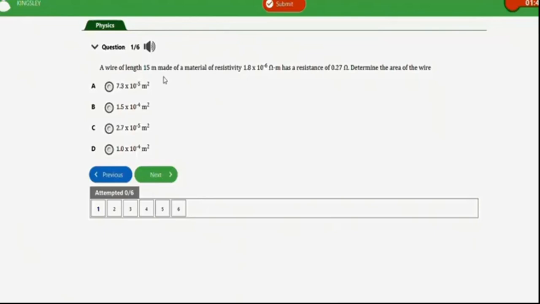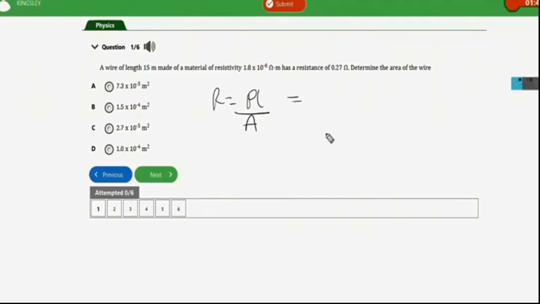The first question I have here says, a wire of length 15 meters made of a material of resistivity to be this value has a resistance of this. Determine the area of the wire. So basically, to solve this question, you need to apply this formula for resistance when resistivity is involved. So we have it to be R equals resistivity times length over A, being the area. So let's input the values.